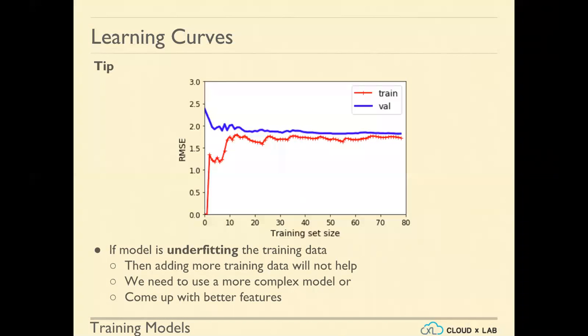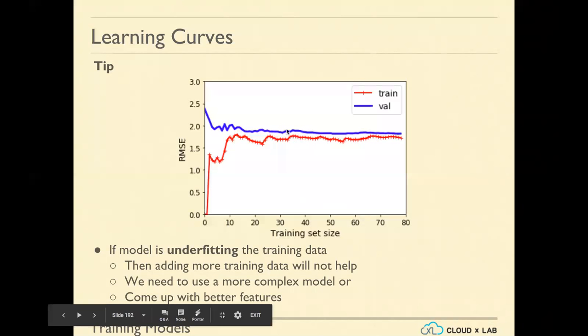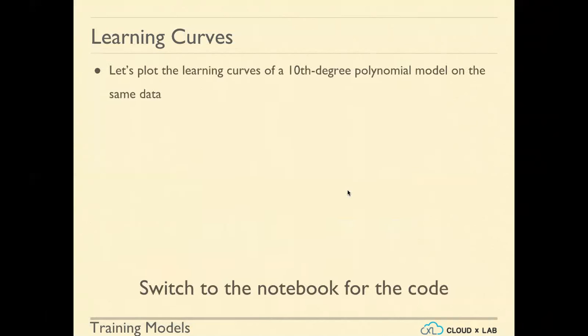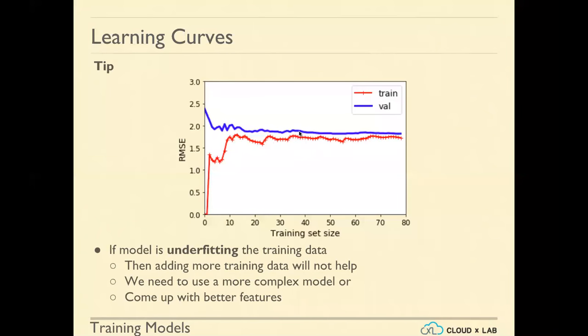If the model is underfitting, then adding more training data will not help. We'll need to use a more complex model. As you can see, as we increase the training set, the validation error remains there, and therefore adding more data will not help. So this is the point where you would like to increase the degree. You would like to introduce polynomial features and keep on increasing the degree size and see how it goes.